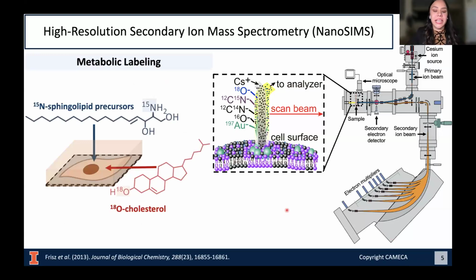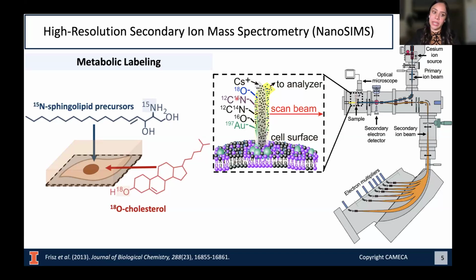Yeah, so to permit detection with NanoSIMS, rare stable isotopes are selectively incorporated into the molecules of interest. Now, the reason why we need to do metabolic labeling is that if you don't selectively incorporate these rare stable isotopes, you will not be able to distinguish the molecule that you want to image from other molecules that are native in the cell.